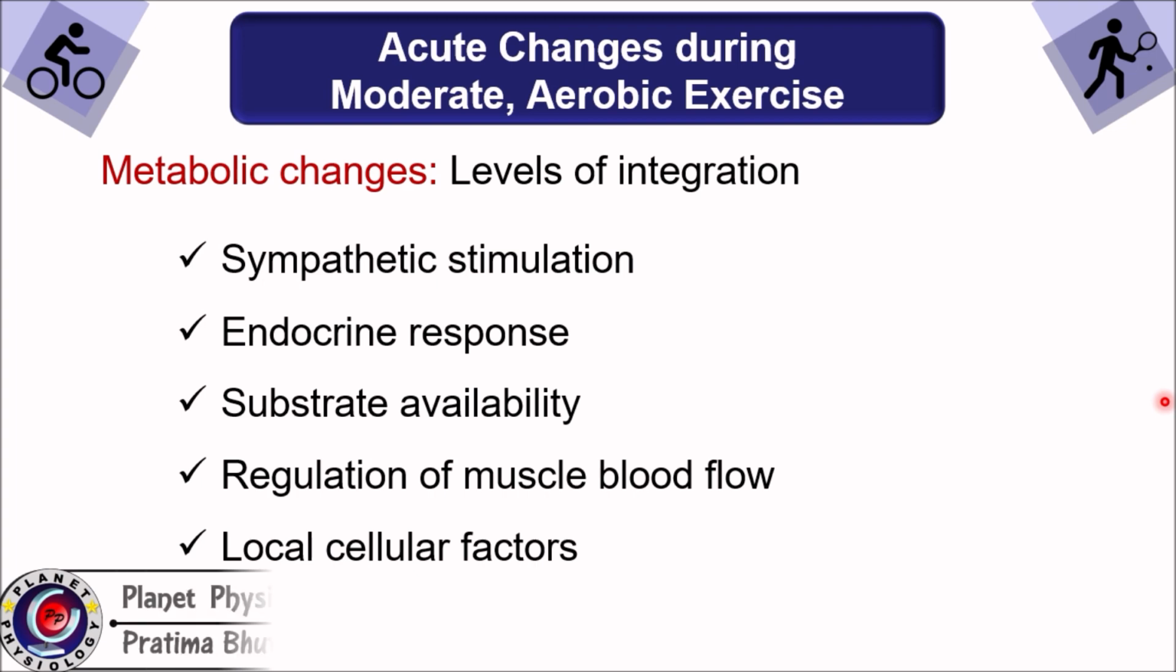Now, the substrate availability to the muscle is integrated at 5 levels. First, by sympathetic stimulation, then by endocrine response, then substrate availability in the body, then by regulation of muscle blood flow to provide the substrate, and the local cellular factors which will increase cellular uptake of the substrate.